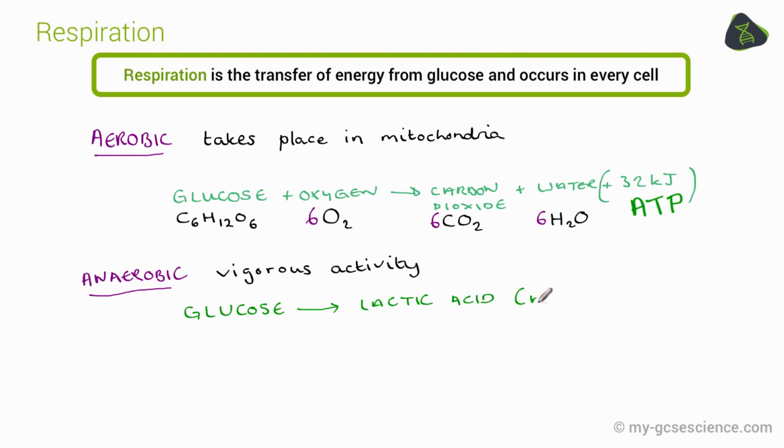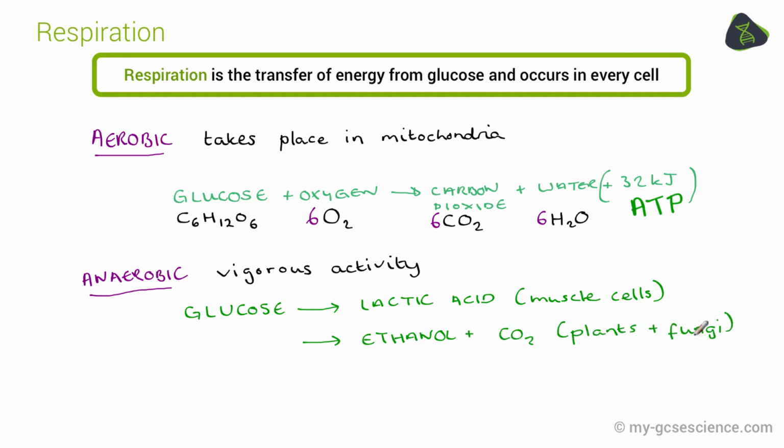In organisms with muscle cells, this glucose is broken down into lactic acid, just that. And in plants and fungi, anaerobic respiration leads to ethanol and carbon dioxide being produced from glucose. The amount of energy released from this reaction is significantly less than that of aerobic respiration, generating only 2 molecules of ATP, and as a result, this is a non-sustainable form of respiration. It can only last for short durations of time.